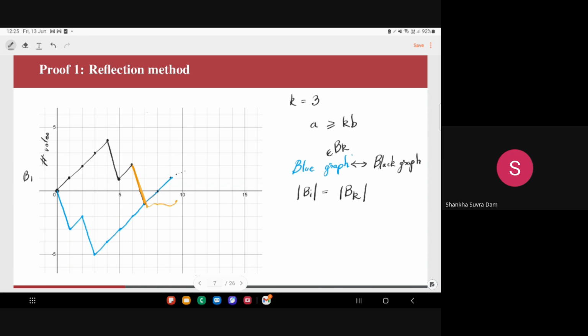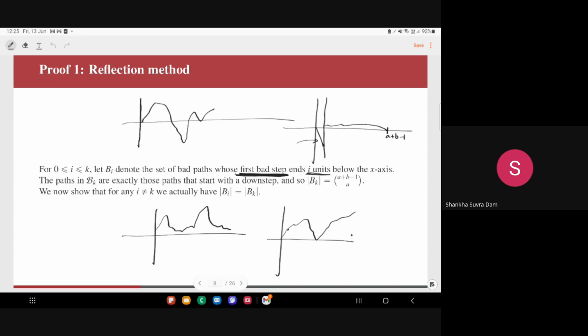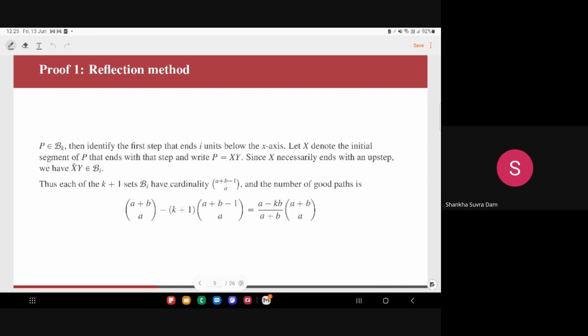So now, what is the total number of good paths? If the cardinality of B_I is the same as B_K, which is a plus b minus 1, the number of total paths is actually a plus b choose a. And now we subtract the number of bad paths, which would be I taking values from 0 to k, both included. So this would be k plus 1 values for I. And we subtract a plus b minus 1. Simple calculation would give us this answer. So we are done.